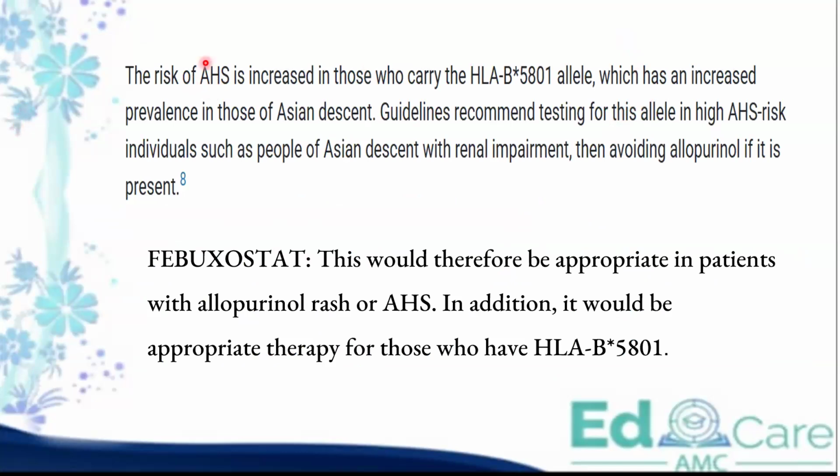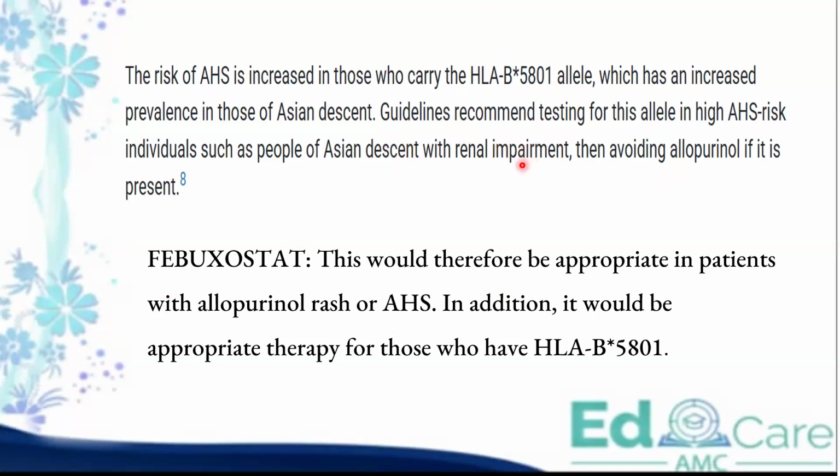So, allopurinol hypersensitivity syndrome is seen in those who carry this particular allele for the HLA gene, right? From their guidelines, this has shown an increase, supposedly more in those with Asian descent. Their guidelines recommend testing for this allele in those at high risk, like those with Asian descent or renal impairment, and avoiding allopurinol if they are positive for HLA-B5801. If it's positive, you have to completely avoid allopurinol.